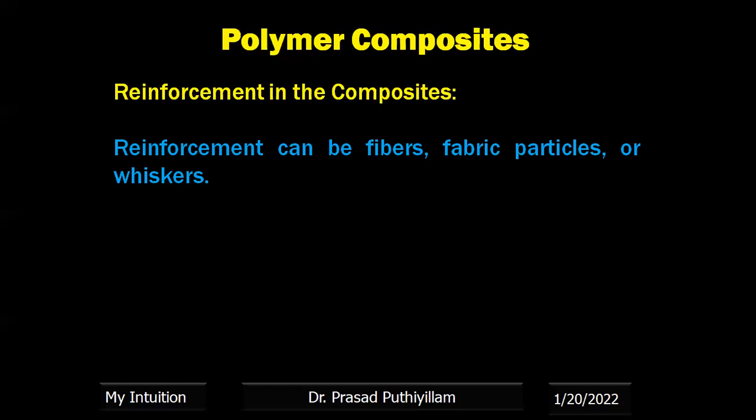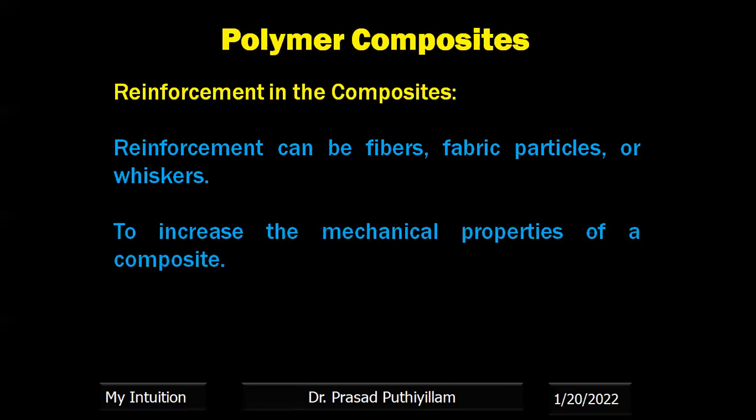So the reinforcement can be a fiber. In the case of polymer composites, it can be a fiber form of reinforcement. It can be fabric particles. Fabric particles means our cloth, or cut pieces of textile, can be used as a reinforcement. Or it can be whiskers, powder forms, or pieces. It will increase the mechanical property of the composite.